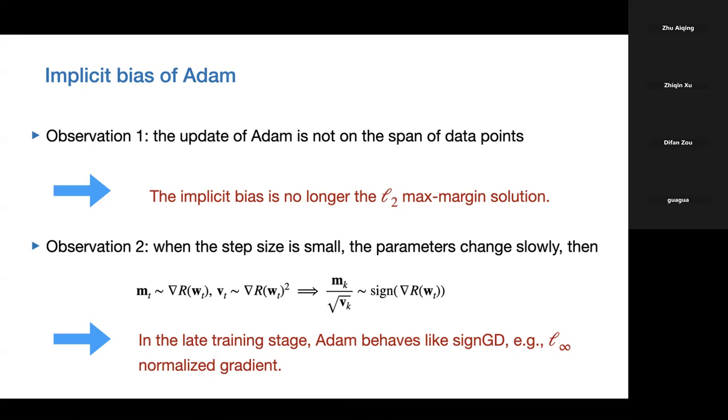So in this case, the implicit bias may no longer be the L2 max margin solution, because that solution must be in the linear span of the data points.